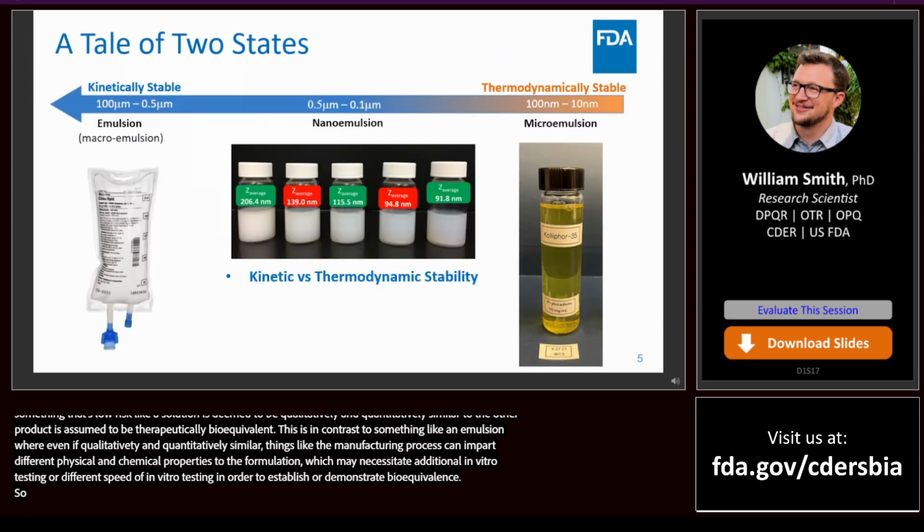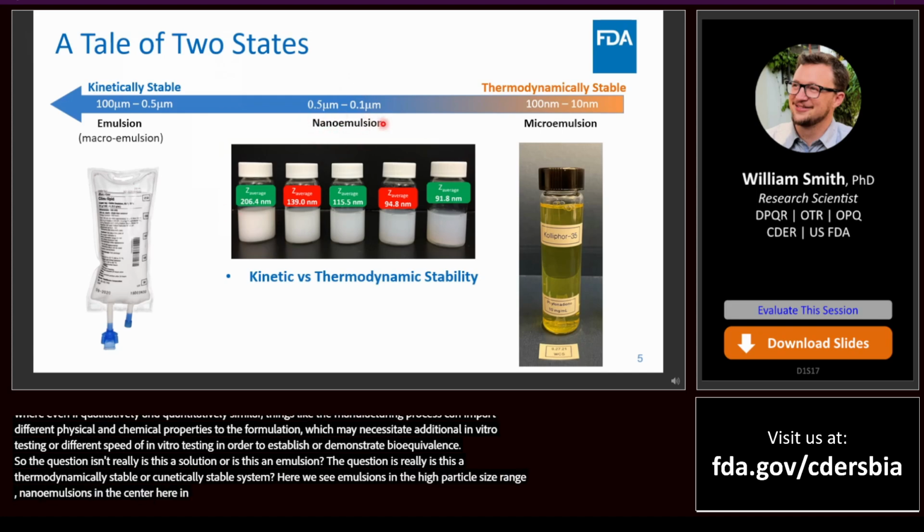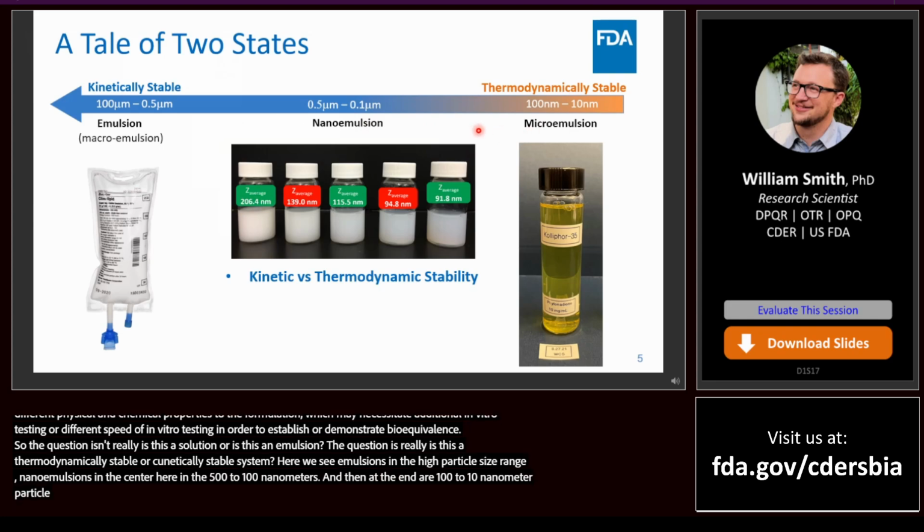So the question isn't really, is this a solution or is this an emulsion? The question is really, is this a thermodynamically stable system or a kinetically stable system? Here you can see we have emulsions up in the high particle size range, nano emulsions in the center here in the 500 to 100 nanometers. And then at the end, our 100 to 10 nanometer particle size is the microemulsions.